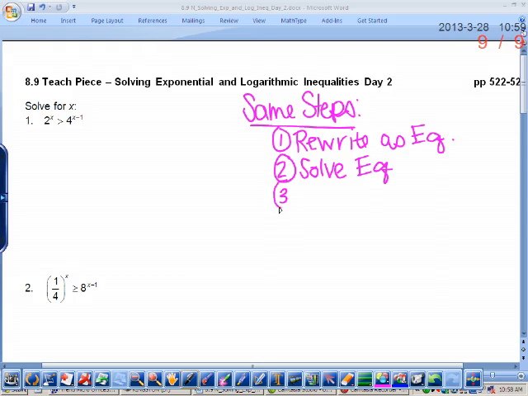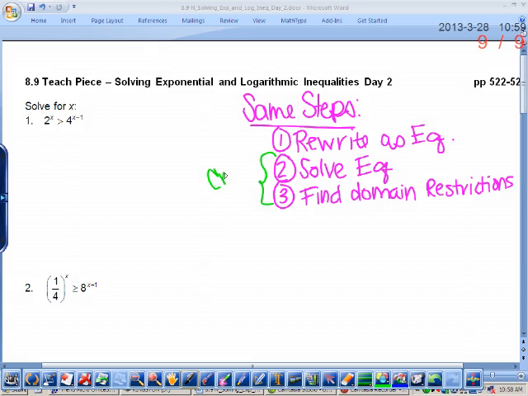Then, if you'll remember, we looked at the domain and we found any domain restrictions. Because remember that our solution to an inequality has to be x values that were originally in our domain. These two steps, solving the equation and finding your domain restrictions, those develop which values? What do we call them? Your critical values. These are your critical values.